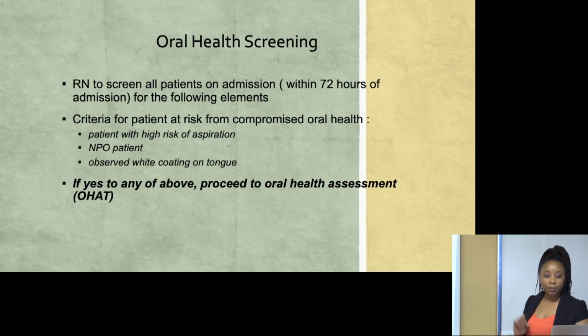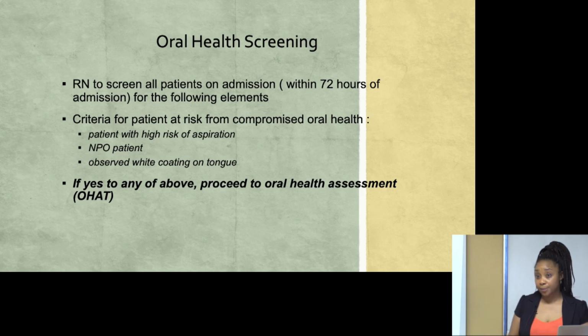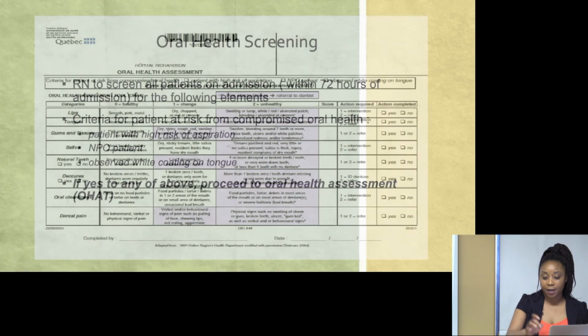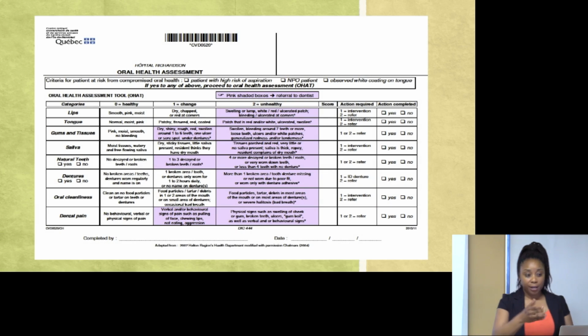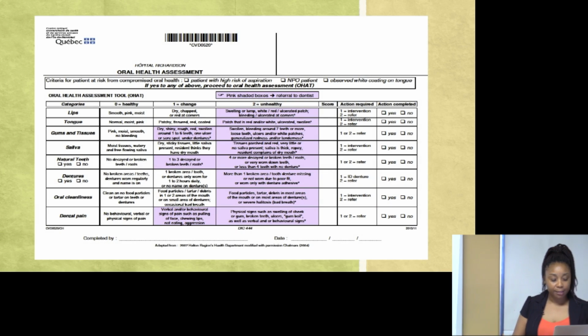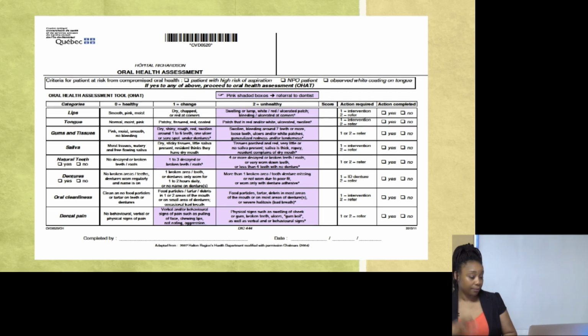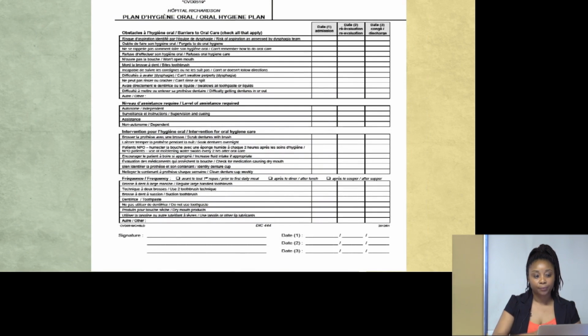If any single one of these are present, we do what we call an oral health assessment, and we know that this patient is at risk of poor oral health, and we then need to really devise a plan to take care of their oral health. So that form there is what we use. It has the different elements. It looks at the patient's tongue, lips, and other elements of the buccal cavity. We tick it, and it guides us to our plan of how we're going to be looking after the oral hygiene.